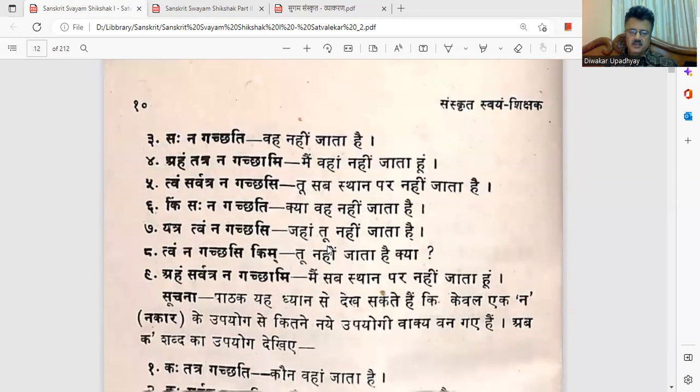Sah na gacchati. He does not go. He won't go. He's not going. Aham tatra na gacchami. I'm not going there. I won't go there. त्वं सर्वत्र न गच्छसि. You are not going everywhere.